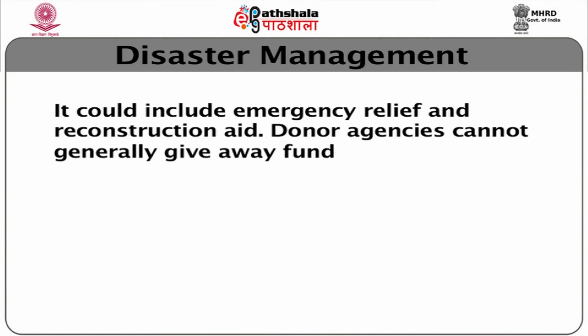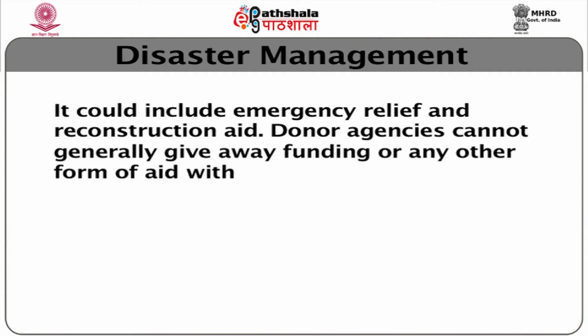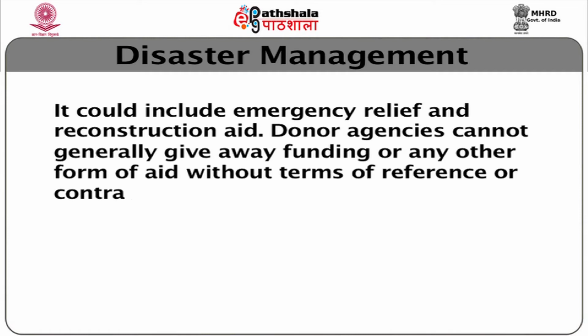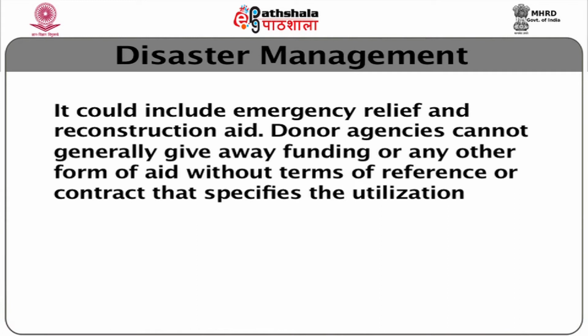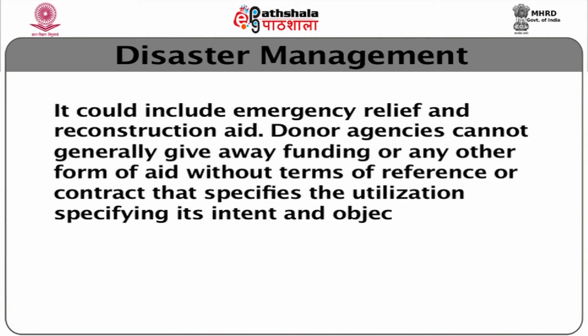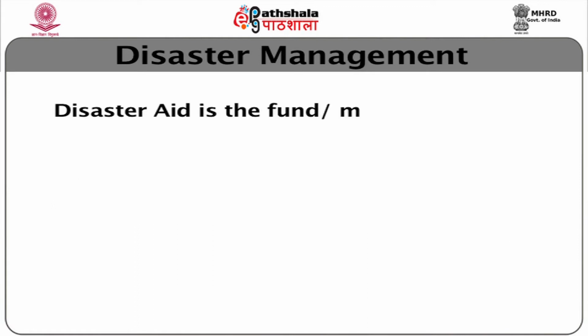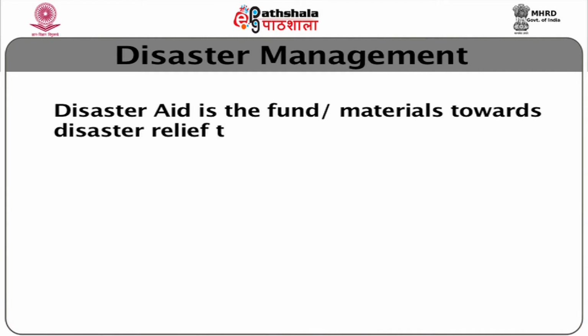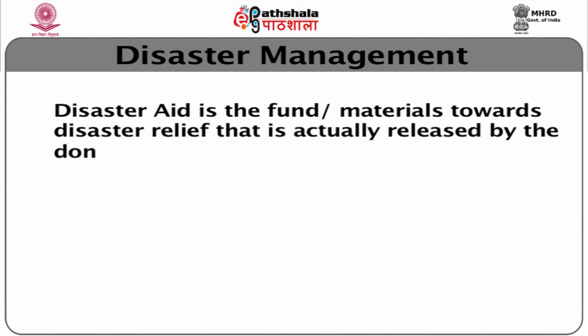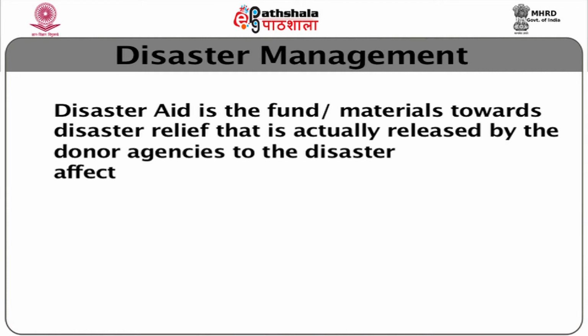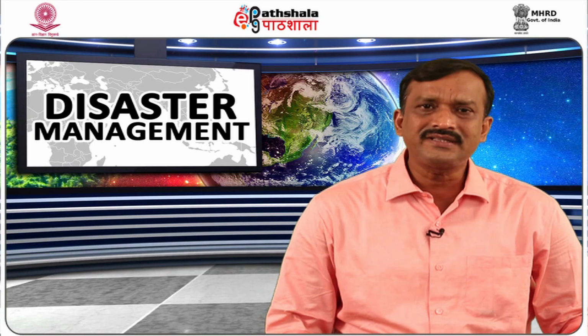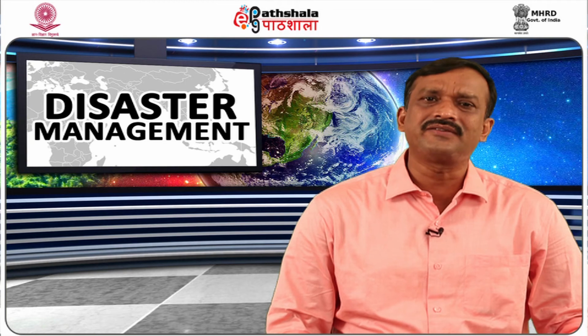Donor agencies cannot generally give away funding or any other form of aid without terms of reference or a contract that specifies the utilization, its intent and objectives. Disaster aid is the fund and materials towards disaster relief that is actually released by the donor agencies to the disaster affected nations. Agencies in disaster aid and relief distribution.